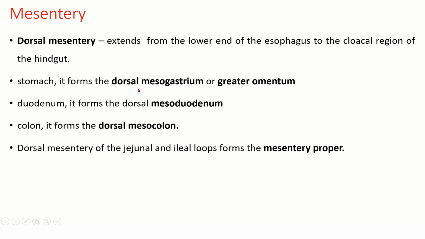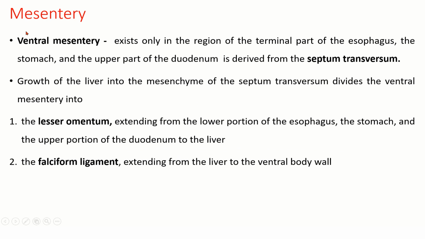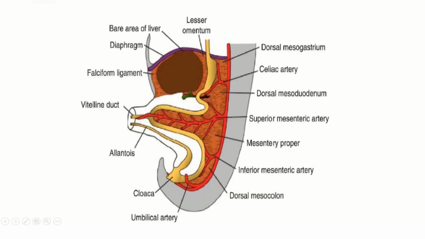The one which connects the stomach is the dorsal mesogastrium. The one which connects the duodenum, dorsal mesoduodenum. Colon, dorsal mesocolon. And the dorsal mesentery which suspends the jejunum and ileum is the mesentery proper. The ventral mesentery is present only in relation to the terminal part of the esophagus, stomach and upper part of the duodenum, and is derived from the septum transversum. Due to growth of the liver, it will be divided into the lesser omentum and falciform ligament, as I have shown in the diagram. This is the liver; the part of the ventral mesentery between stomach and liver is the lesser omentum, and between liver and ventral wall is the falciform ligament.